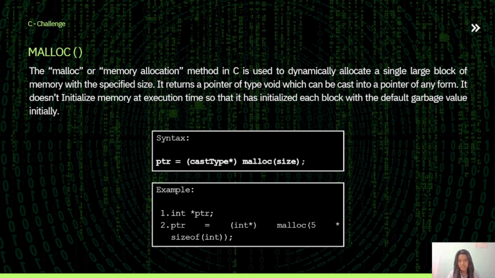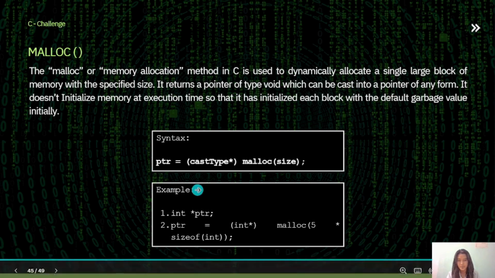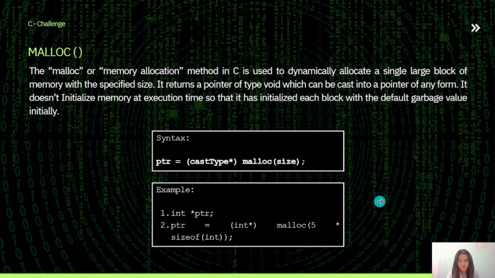Makikita natin dyan sa syntax, yung ptr, this is the pointer that will hold the address of the allocated memory. It must be a pointer type appropriate for the data you intend to store in the allocated memory. Sa cast type naman, it ensures that the return value of malloc is correctly interpreted as a pointer of the desired type, like yun nga, cast type. So it is required because malloc returns a pointer of type void, which is a generic pointer type. The type cast makes this pointer compatible with a specific pointer type that the programmer intends to use.